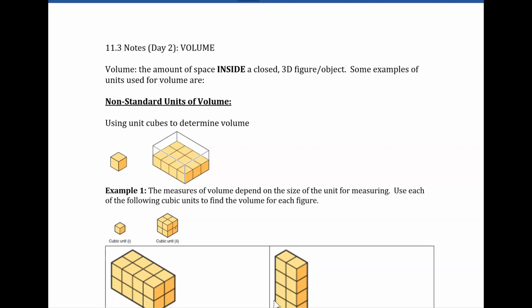Hey there, so this is a video on volume. This is section 11.3. This would be like the second day. We spent a whole class period doing this section.